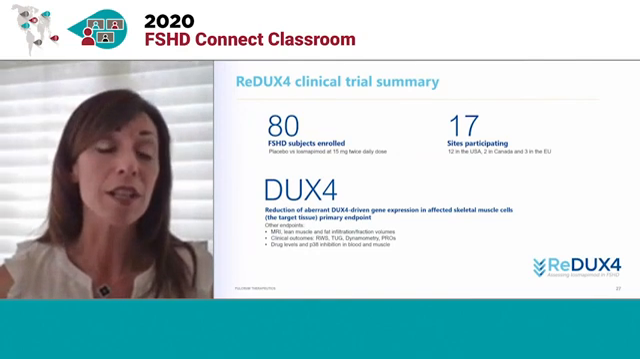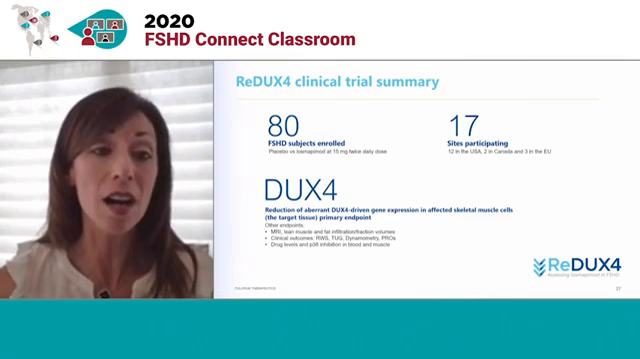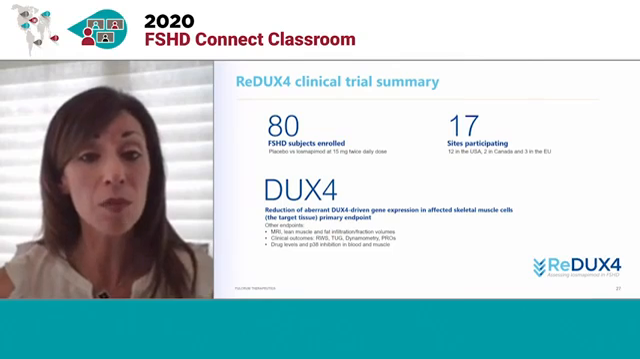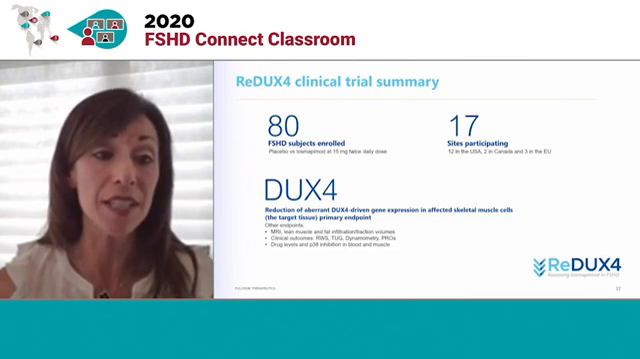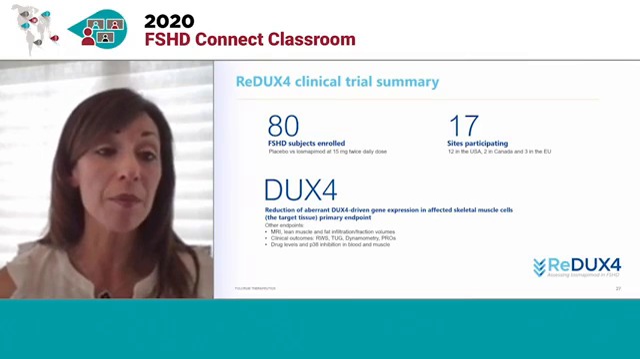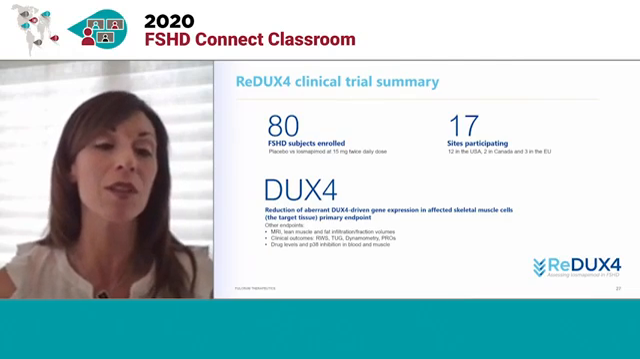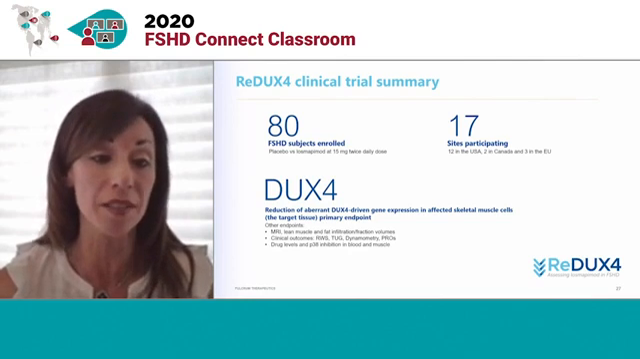And many of you may already be familiar with our REDUX4 clinical trial that is currently ongoing at 17 sites around the globe, 12 in the United States, 2 in Canada, 3 in the EU. We have completed enrollment with 80 FSHD subjects who are being dosed with either placebo or losmapimod at 15 milligrams twice daily. And our primary endpoint here, again, is our proof of concept endpoint, that being the reduction of aberrant DUX4-driven gene expression in affected skeletal muscles.